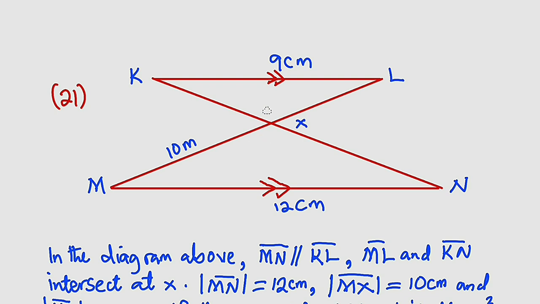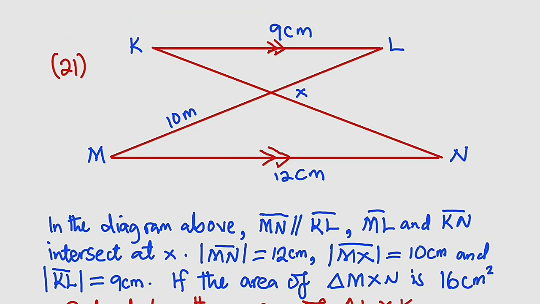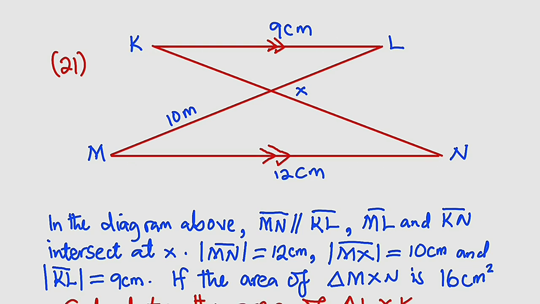We are given a diagram which you can see right here. Let us read the information given. In the diagram above, line MN is parallel to line KL. So let us find them. We have MN here and we have KL here. So these two lines are parallel. No matter where they get to, they will never meet.